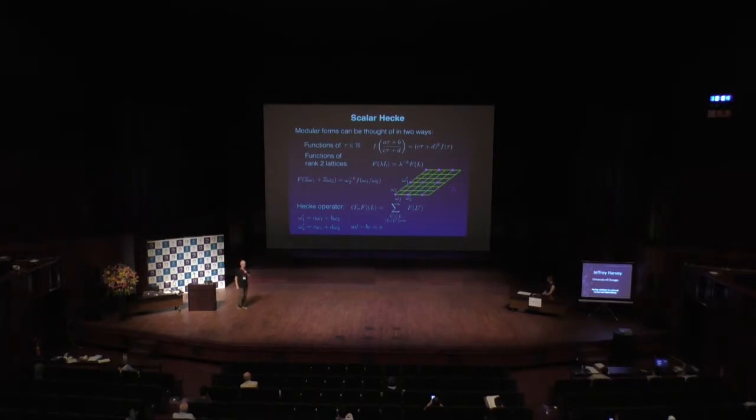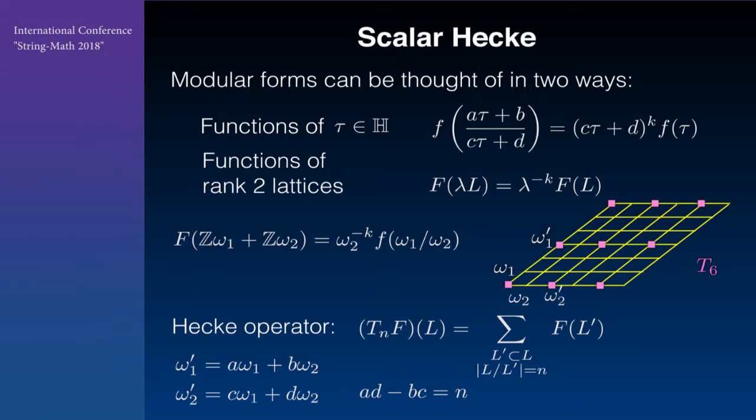So the relationship involves Hecke operators, and so I want to quickly remind you what Hecke operators are. Modular forms, and now by modular forms I mean ordinary holomorphic modular forms, not the more general modular forms that, for example, Francis Brown was talking about, but just standard functions of tau in the upper half plane, which transform under modular transformations with weight k, can be thought of in 2 ways. This is the usual way that they appear in physics and string theory and conformal field theory, but it's equivalent to thinking of a function of a rank 2 lattice, which under rescaling of the lattice transforms by lambda to the minus k, where lambda is the scale parameter.